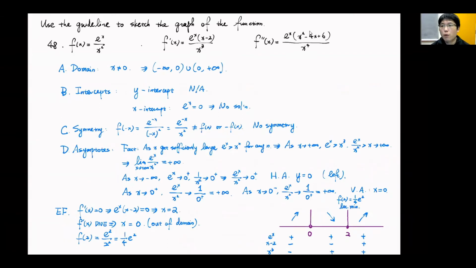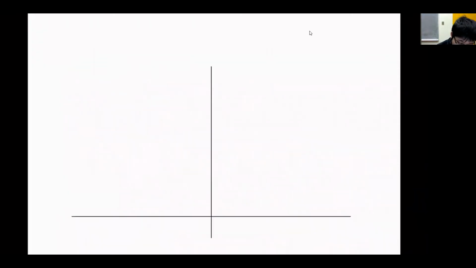All right, so this is basically what we know from the first derivative. Now let's look at the second derivative. The second derivative looks like the following. Let me just perform step G for concavity analysis.